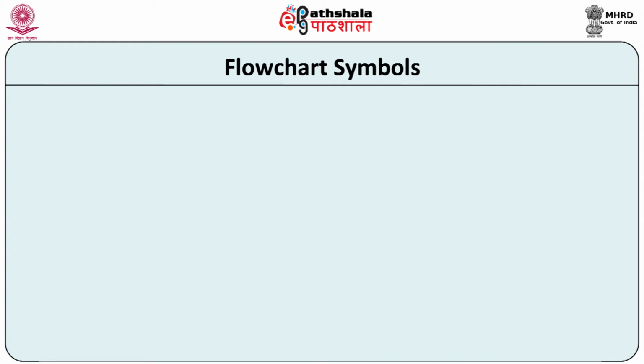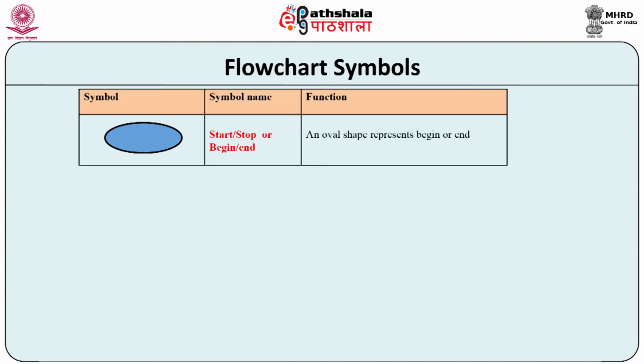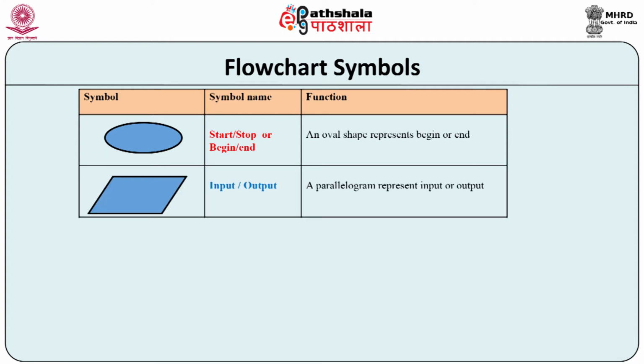Flowcharts use special shapes to represent different types of actions or steps in a process. Let us talk about some of the popular flowchart symbols and their functions. The oval shape is the terminator symbol, which marks the starting and ending point of the system. It usually contains the word start, stop, begin or end.